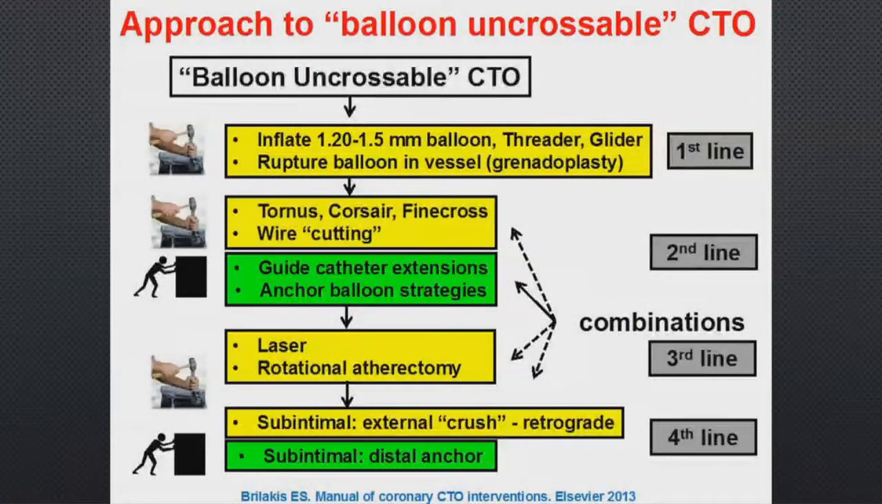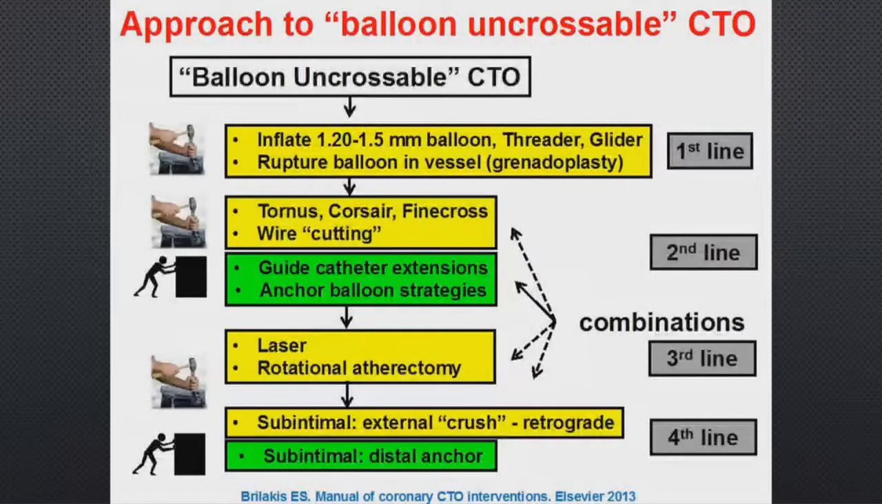So thus the various methods available are: first line, one can try to inflate a smaller balloon like Threader or Glider from Boston Scientific, or do a granuloplasty, rupture a balloon in the vessel, or you can use microcatheters like Tornus, Corsair, Fine Cross, etc., or you can use the wire cutting technique with a balloon.